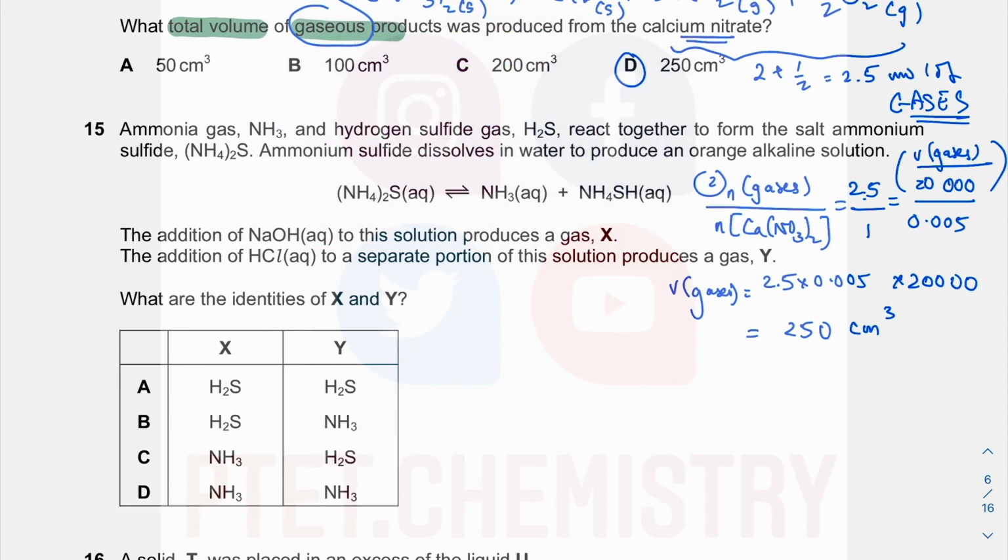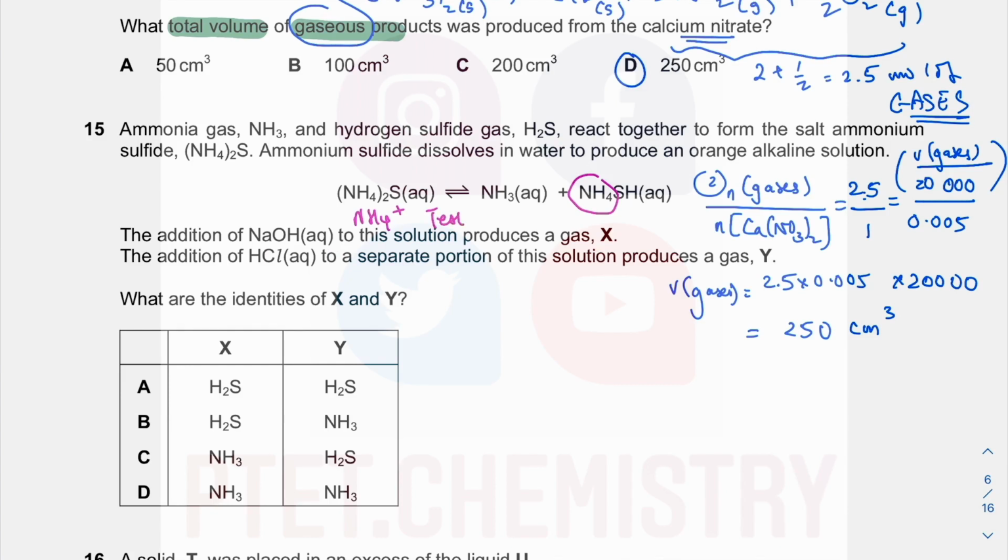Anyway, number 15. So you have ammonia gas and hydrogen sulfide. They react together to give you ammonium sulfide. Ammonium sulfide can dissolve in water to give you an alkaline solution. When you add NaOH, they produce a gas. Well, you have an ammonium salt, okay? So that is your NH4 plus.